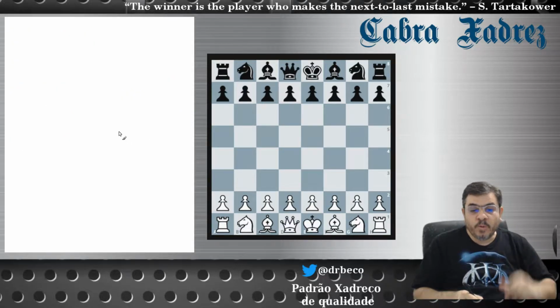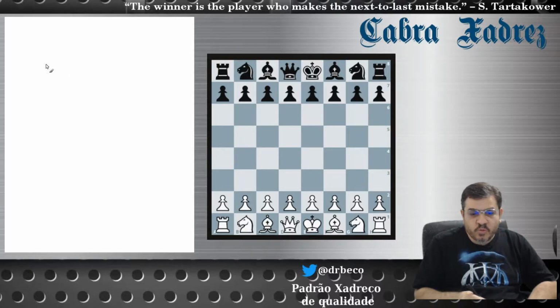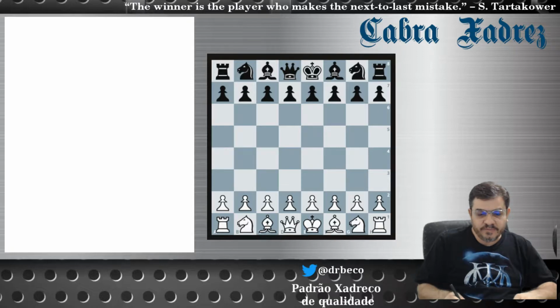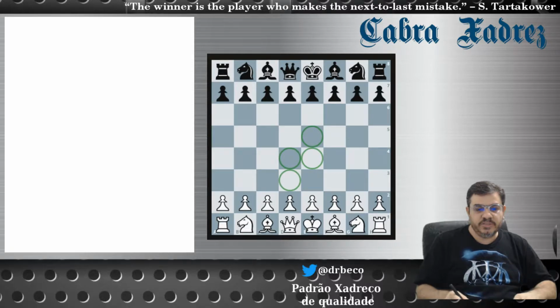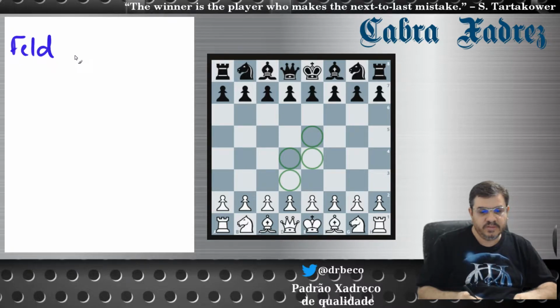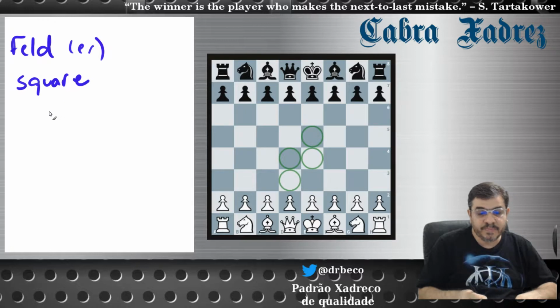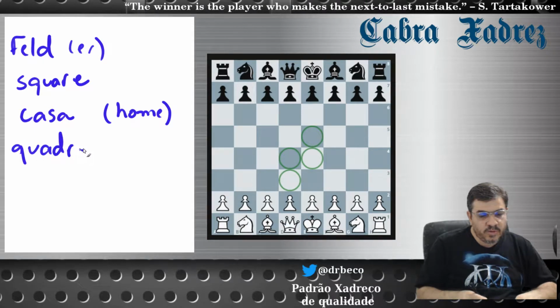Next, what is the little square called? Each square, for example, let's see in our board. Here. So this is square, this is square, this is square, this is square. Each square of the chessboard is called in German Feld, or Felder, if you must say in plural. In English, this is a square. In Portuguese, we call it casa. That means home, but we use that to refer to the square. And in Italian, quadrato.